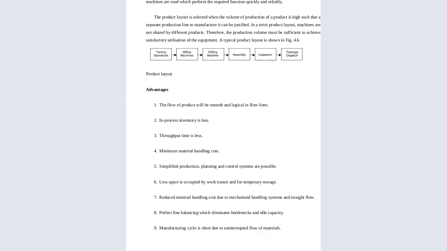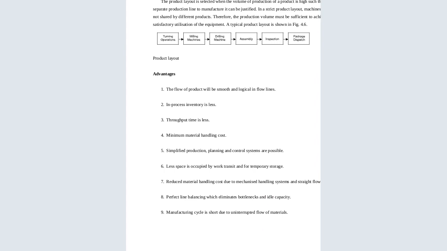The flow of product will be smooth and logical in the flow lines. Another one is in-process inventory is less. The throughput time is less also. Minimum material handling costs because it's a product layout. And then simplified production, planning, and control systems are possible. Less space is occupied by work in transit and for temporary storage.